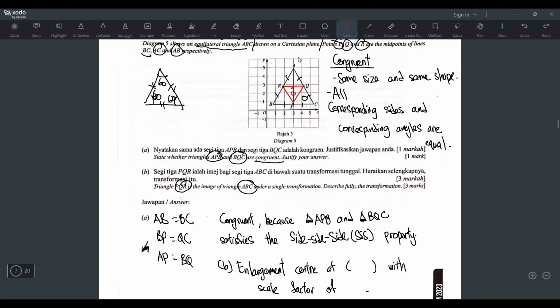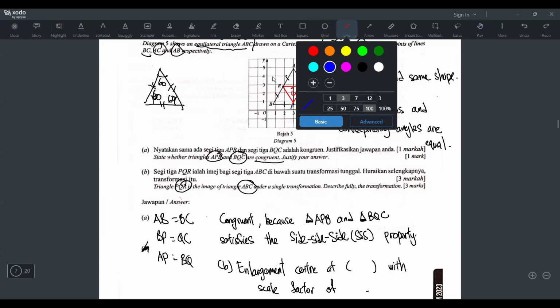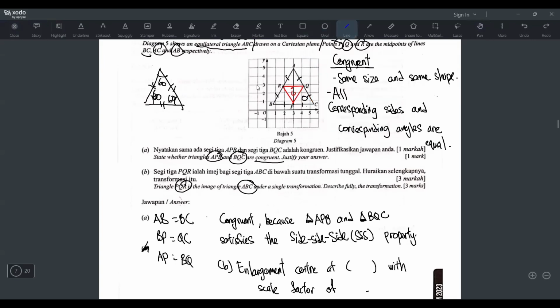Okay, for enlargement center you don't need to use compass one. No need to use jangka lukis one. You just guna pembaris, lukis line saja. But you have to join the corresponding point. So for example, P and A is corresponding. So you join. Okay. Oh, and by the way, the object and image is terbalik already.